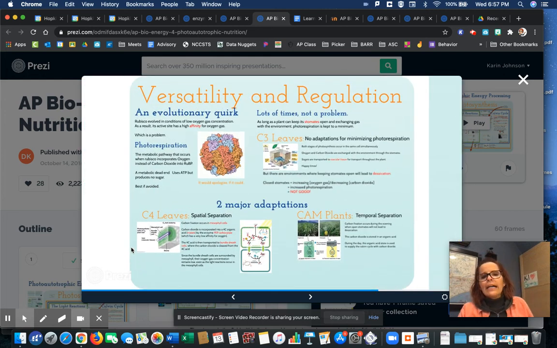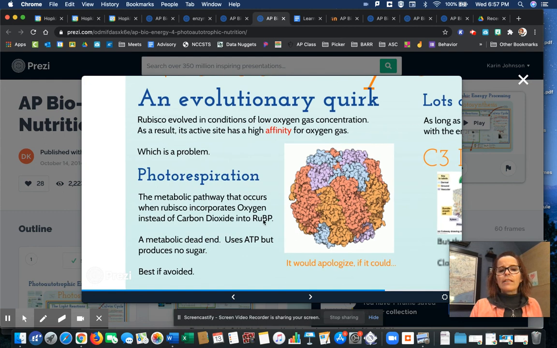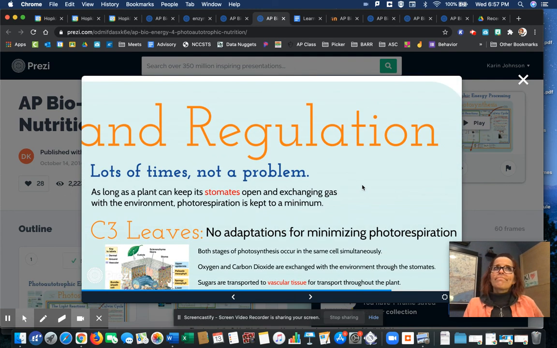Okay, this is about rubisco right here. This is the rubisco enzyme, and rubisco is supposed to be attracted to carbon dioxide, and it does an awesome job. However, it's really attracted to oxygen also. And so if levels of carbon dioxide are a little bit low, it will start binding to oxygen. That's called photorespiration, and that interferes and makes photosynthesis less efficient. So plants have evolved adaptations for that.